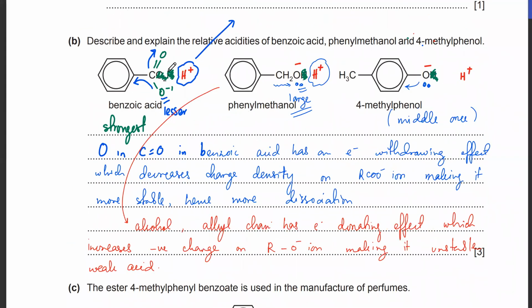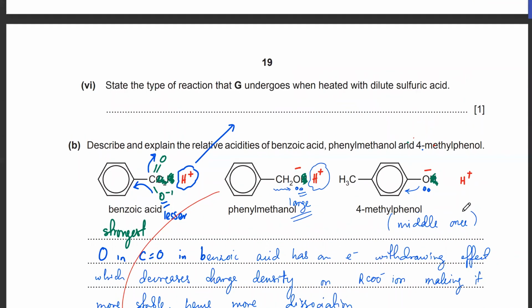A lot of the time, it's just a comparison of a carboxylic acid with a normal alcohol. Remember, this is a normal alcohol, a carbon chain with an OH, and this is a phenol, a benzene with an OH. So it's always a comparison between these three. Sometimes they might do a comparison between benzoic acids, like they might give you another benzoic acid.